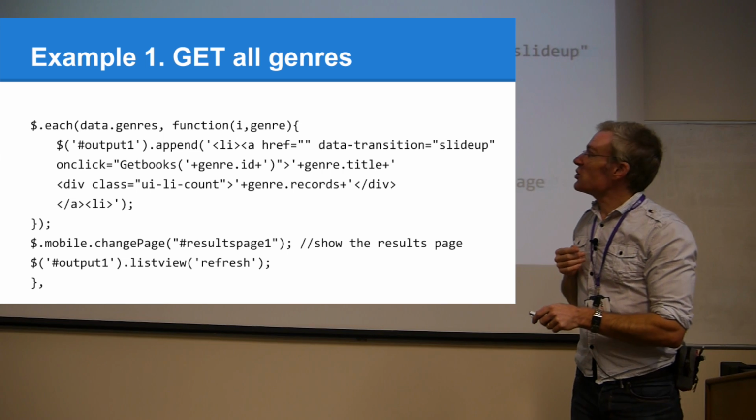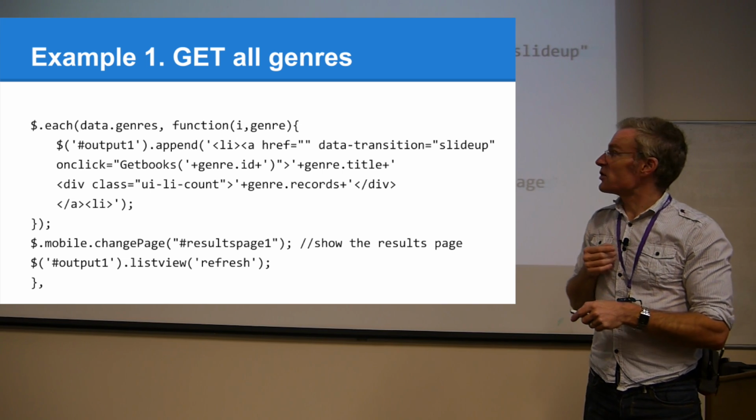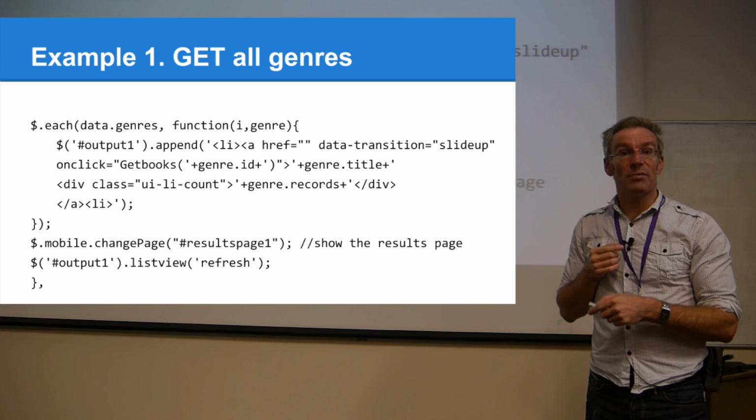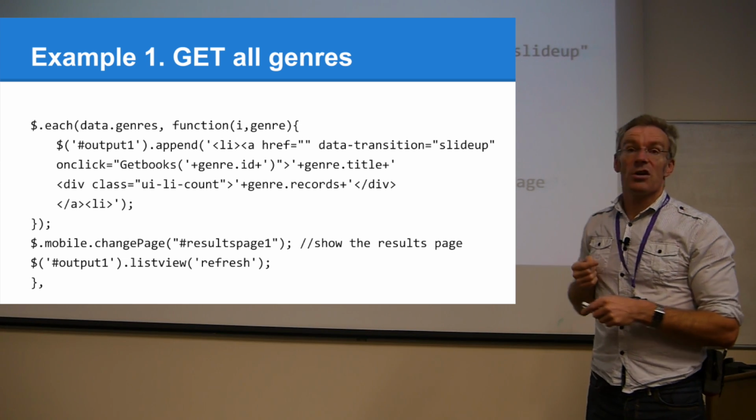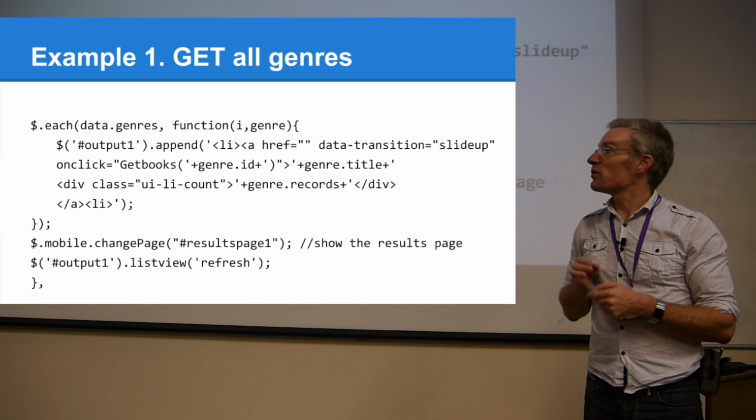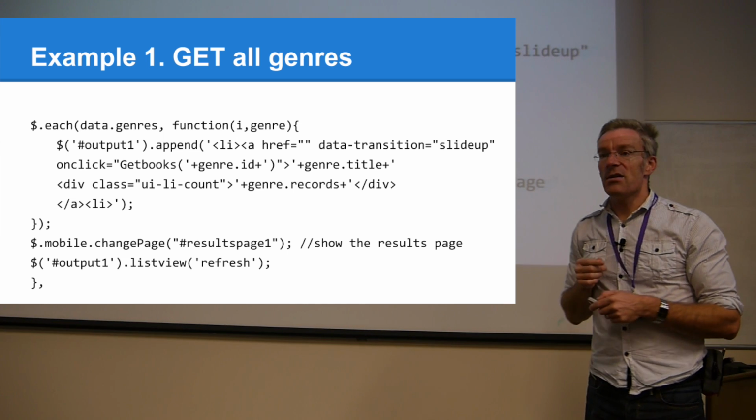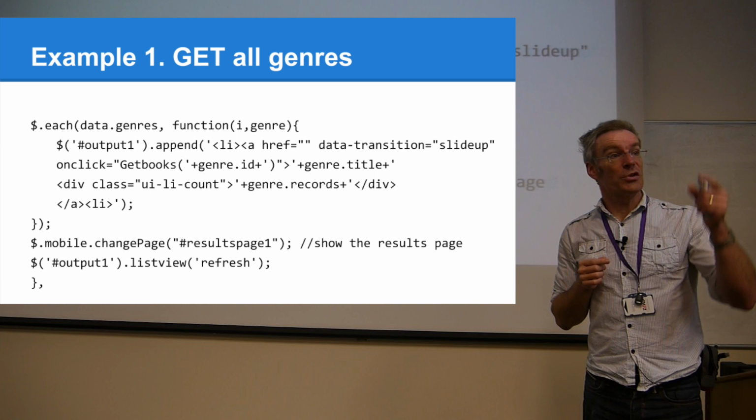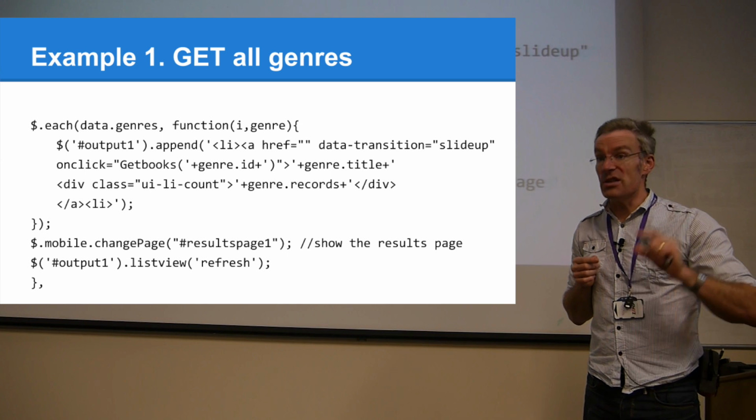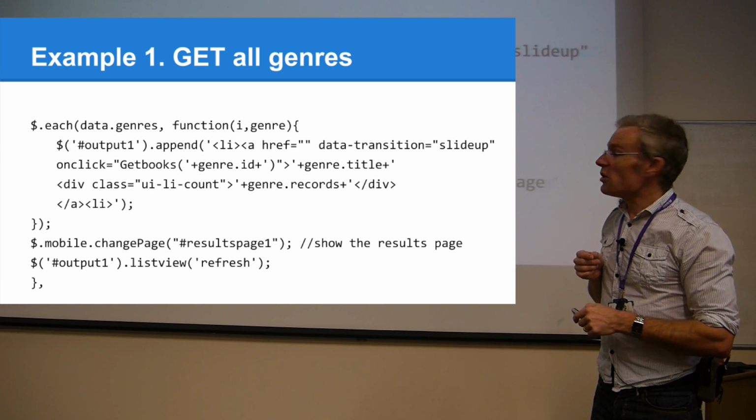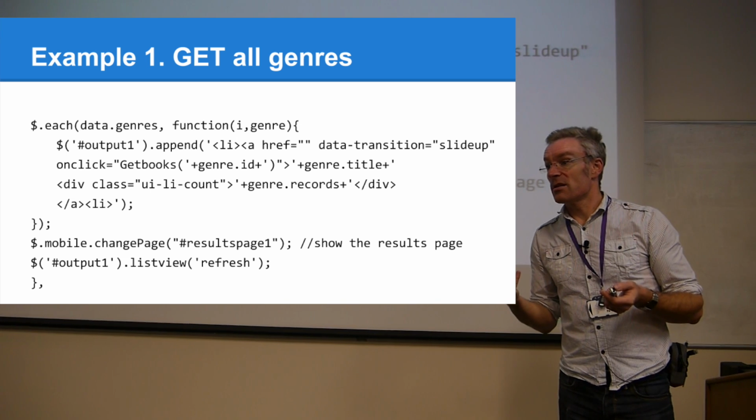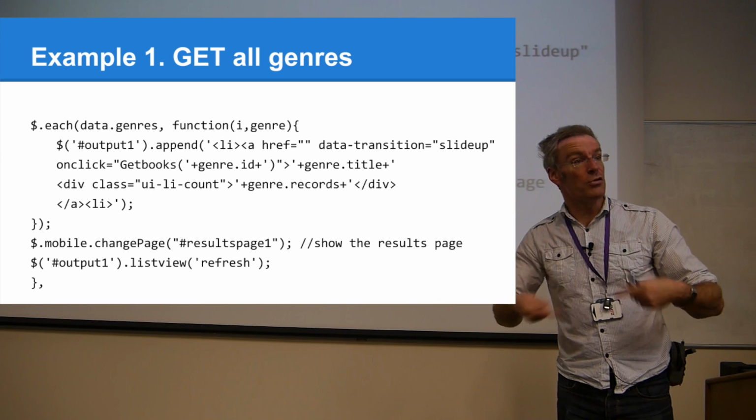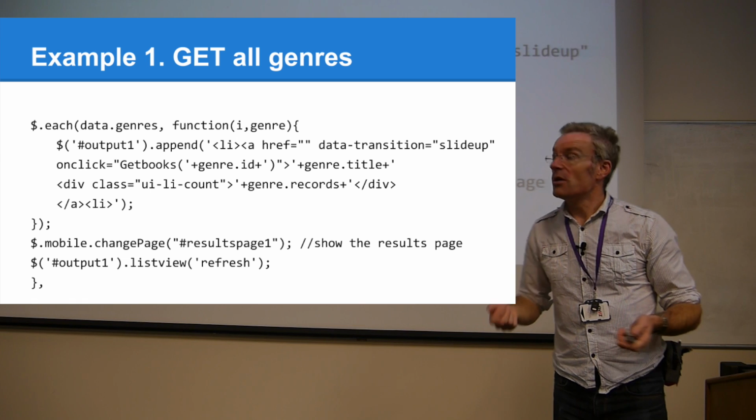So $.each, a nice little jQuery function, data.genres, that's my array, function(i, genre). That's really powerful stuff. i is the array index, which will start at 0 and keep counting up so you know which index you're processing. Genre contains the dictionary at that index, or whatever data happens to be there. So I can very quickly loop through all my results.